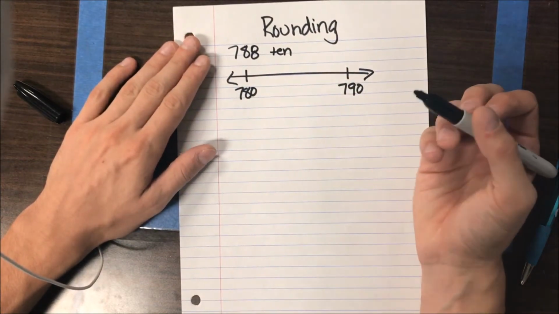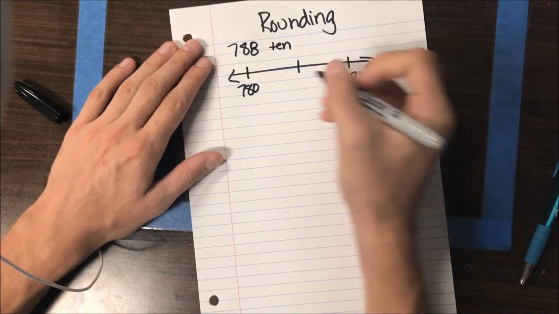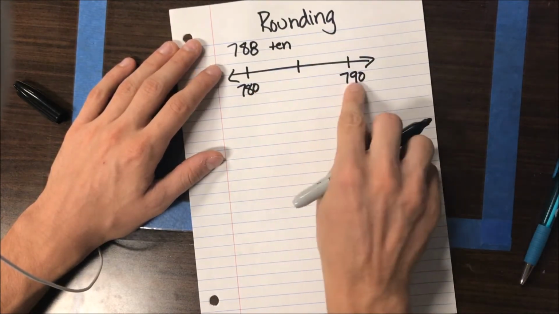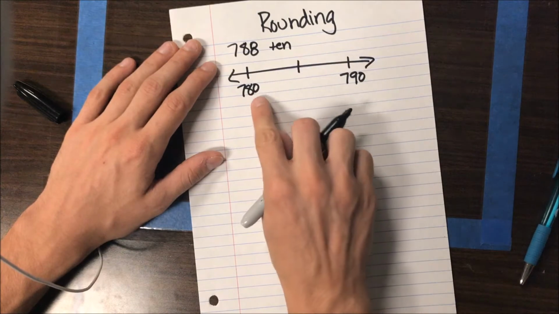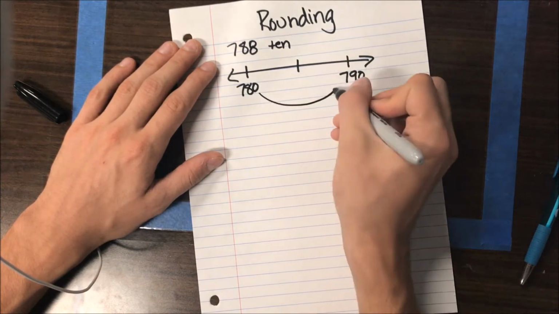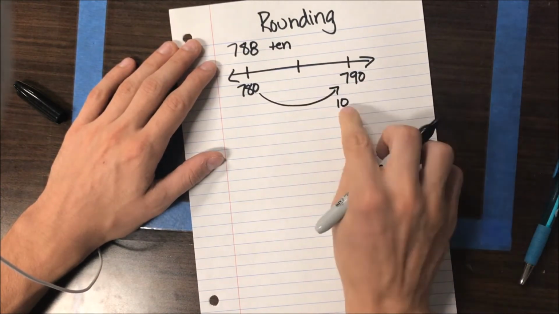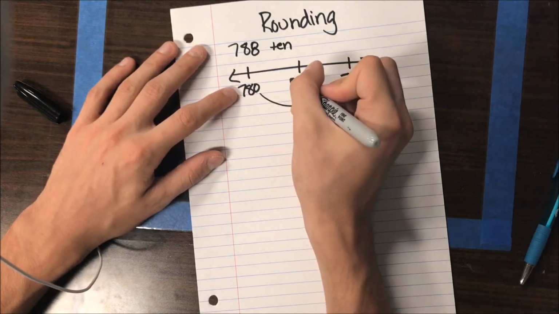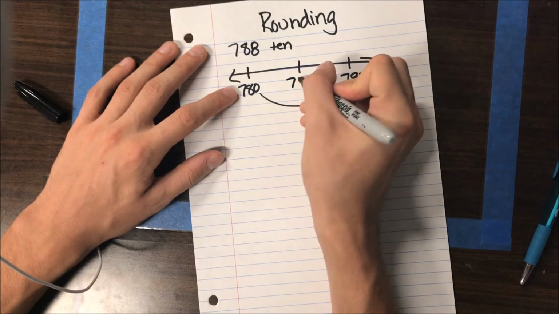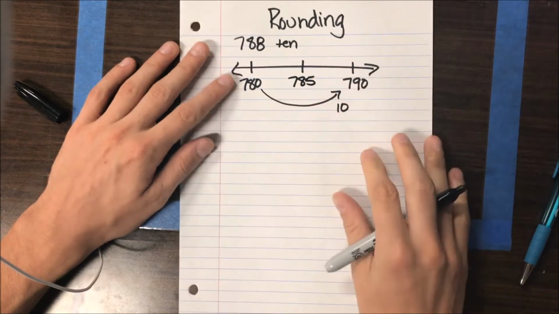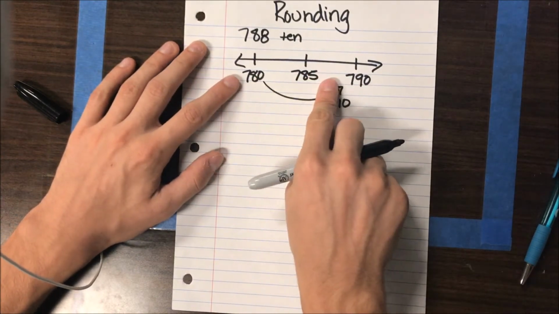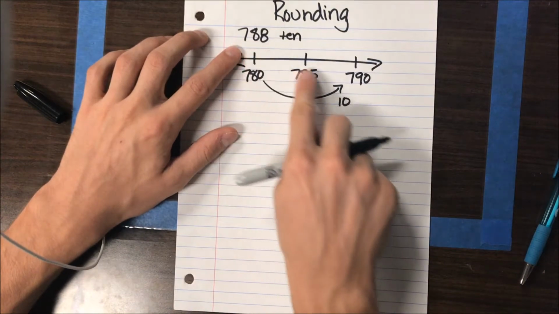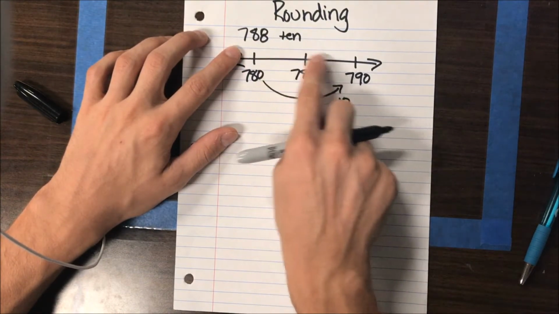And so the way that we would do that is we would put a midpoint. And our midpoint would be the number that's exactly halfway in the middle. So we know we're going up 10. So we know that half of 10 is what we would need to add to 780. So we would have 785.